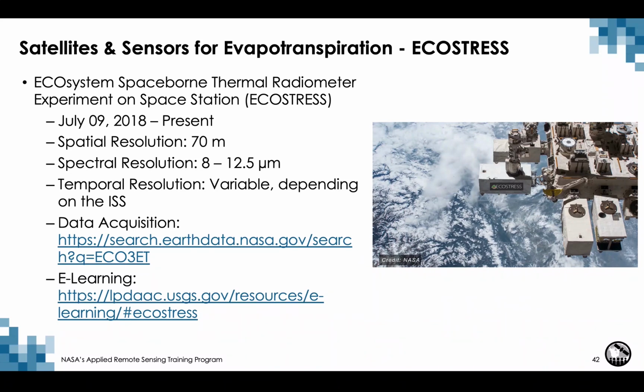ECOSTRESS Science Data Systems will deliver levels 0 through Level 4 data products to the United States Geological Survey LP DAAC Center for archival and public distribution. Level 3 and 4 products can be searched and acquired through NASA's Earth Data Search from the link below, as well as e-learning opportunities provided by the USGS to work with ECOSTRESS data.